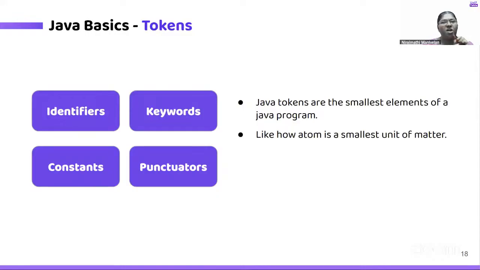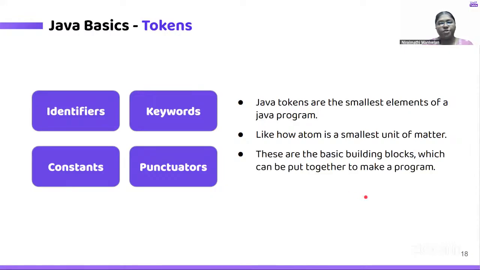So what is the meaning of a token? A token is the smallest element of a Java program, like an atom. An atom is a very small unit of matter. And we're going to learn about the token, which is the smallest element of a Java program. So what are the tokens that we have? We have identifiers, keywords, constants, and punctuators. So these are the basic building blocks which we can put together to create a Java program.